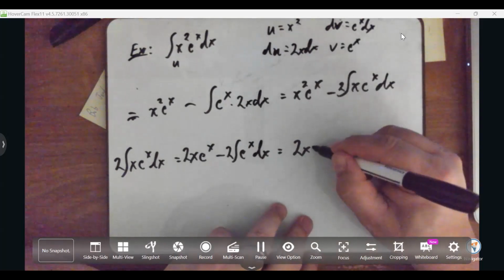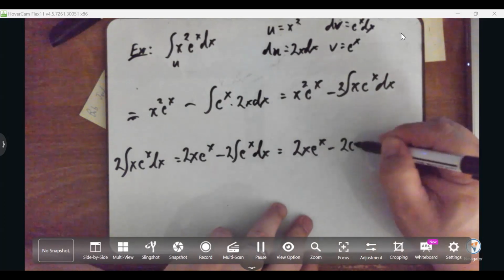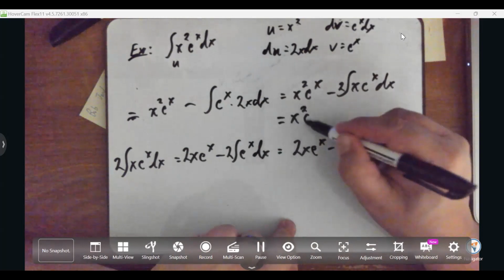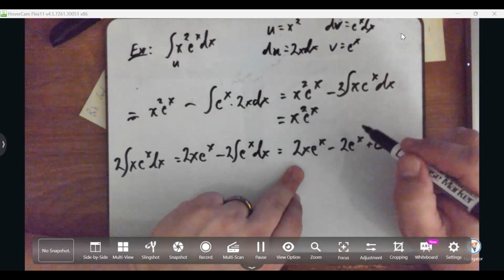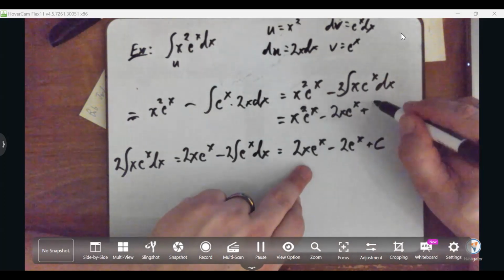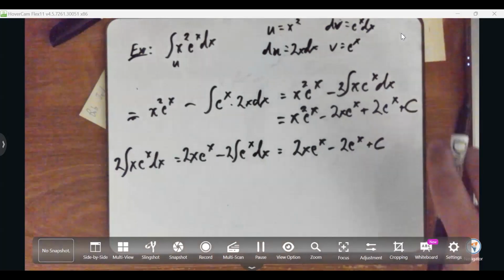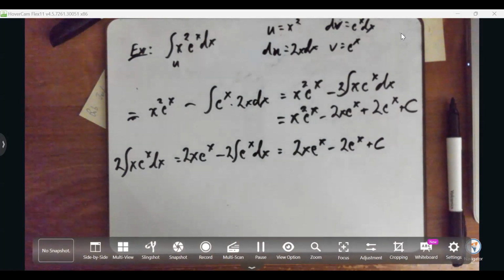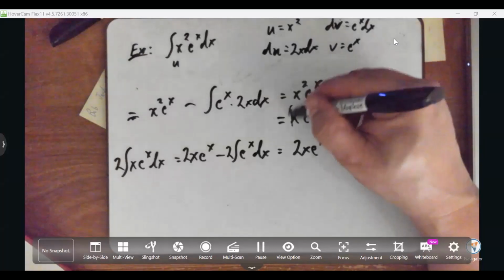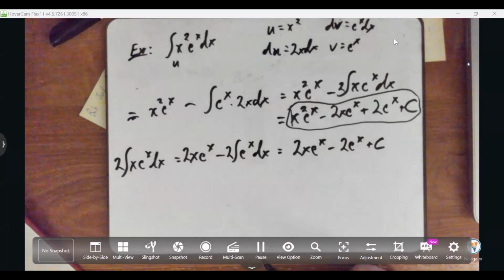And so 2x e to the x minus 2 e to the x plus c, but now we have to put this back up there. So x squared e to the x minus 2x e to the x, and then the second one becomes a plus 2 e to the x plus our constant c. So this is our final answer.